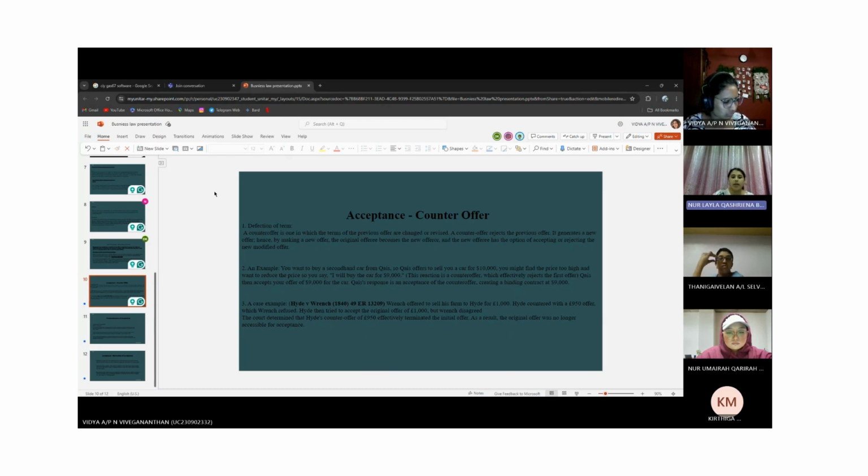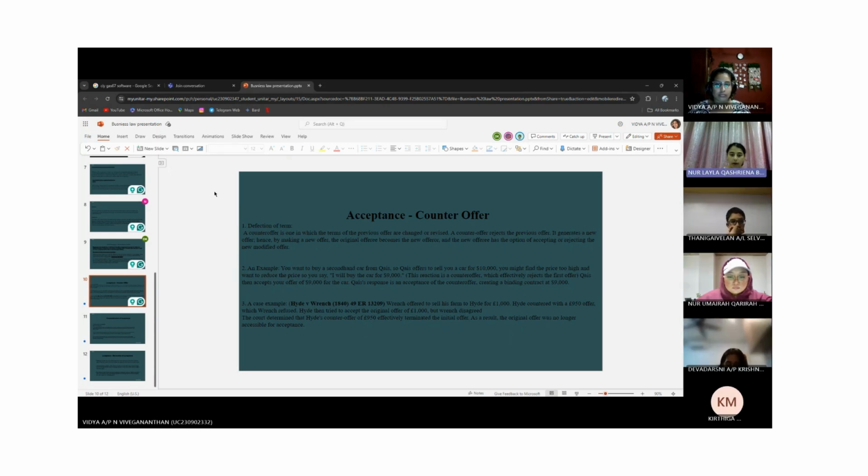An example: let's say you want to buy a second-hand car from Kaish. So Kaish offers to sell you the car for $10,000. You might find the price too high and want to reduce it, so you say you want to buy the car for $9,000. This is a counteroffer, which effectively rejects the first offer. Kaish then accepts your offer of $9,000 for the car. Kaish's response is an acceptance of the counteroffer, creating a binding contract at $9,000.